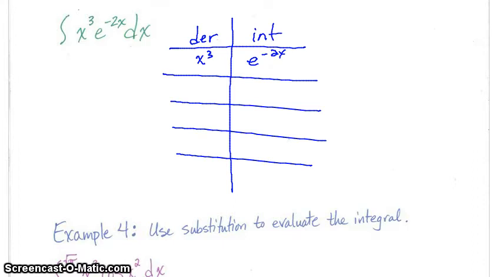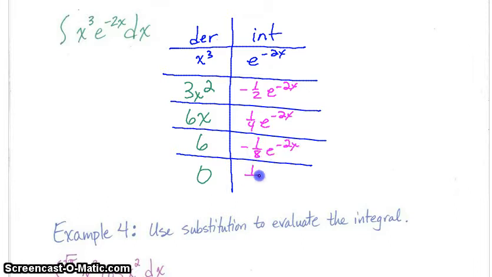All right, so we set it like this, and then let's look. Let's do all of our derivatives first. I think this is 3x squared, and then the derivative of that is 6x, and the derivative of that is 6, and then we have a 0. And then we're going to do our integration, and if we do that, we have negative 1/2 e to the negative 2x, and then we have positive 1/4 e to the negative 2x, and then we have negative 1/8 e to the negative 2x, and then we have 1/16 e to the negative 2x.